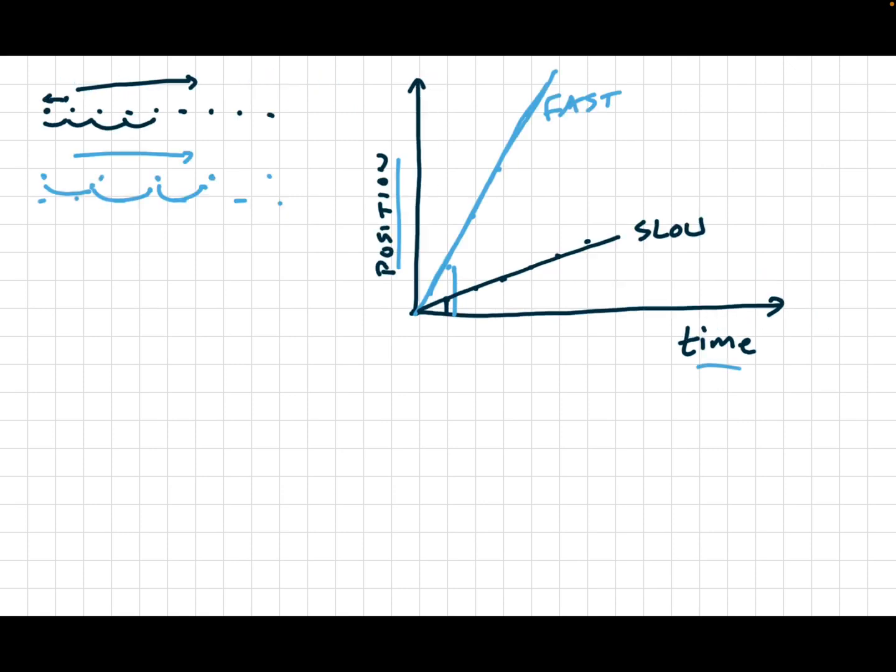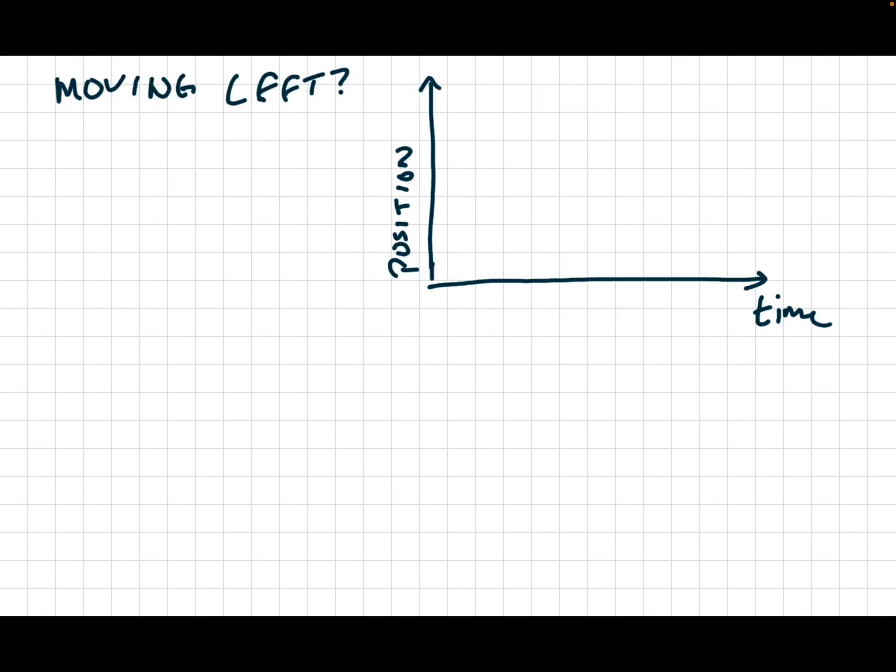Alright, so that was easy enough for us to do for graphs of things that are moving to the right, but things that are moving to the left might be a little bit tougher, except they're not. Here, again, we'll have a slow one moving like this, and every second that goes by, it doesn't cover very much distance, and we'll have our fast one that goes, let's just say, twice as fast, and so it's covering 2 meters or inches or whatever for every second.